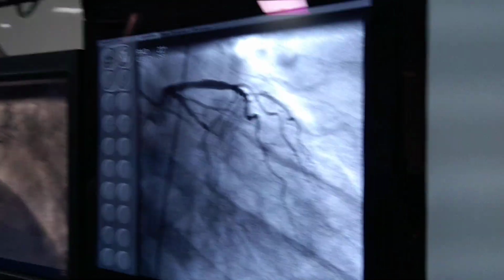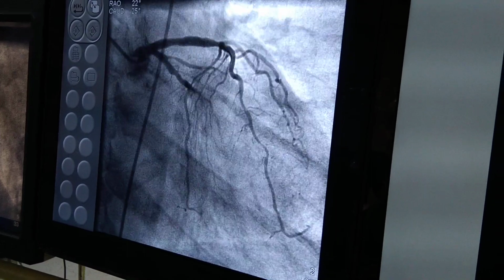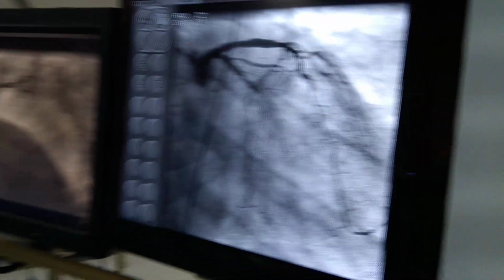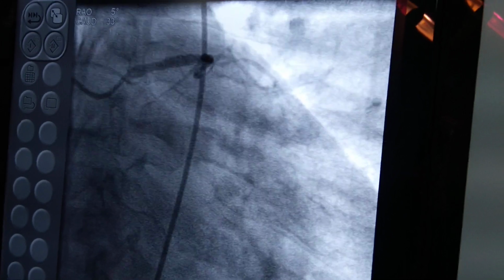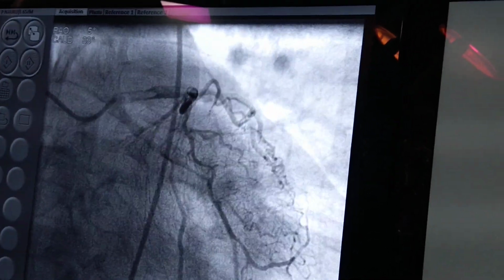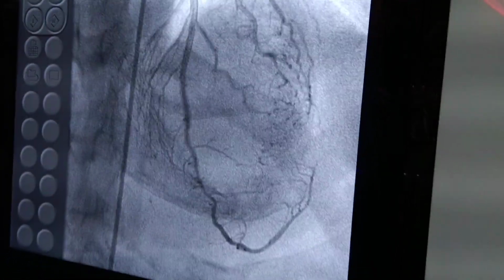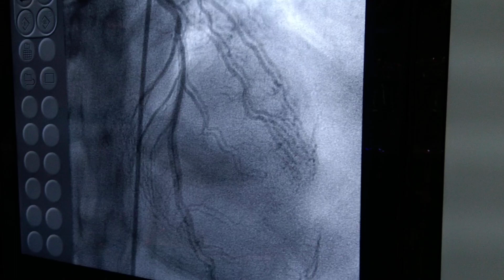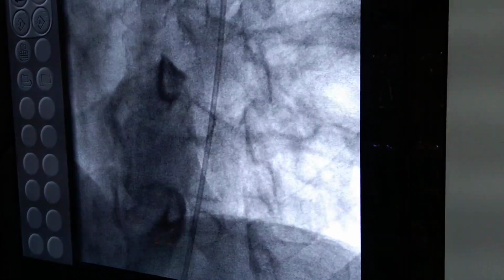This is the left-sided view. You can see that the circumflex has disease starting from the proximal to mid, but the most important critical lesion is the OM1. And the LAD also has disease, but we have to see further. Next view, OM1 is almost 99% or 95%, and the mid LAD has about 30%, a non-critical lesion, and the diagonal is also diseased. But the diagonal is not a very big branch, so we can put it on medical treatment.